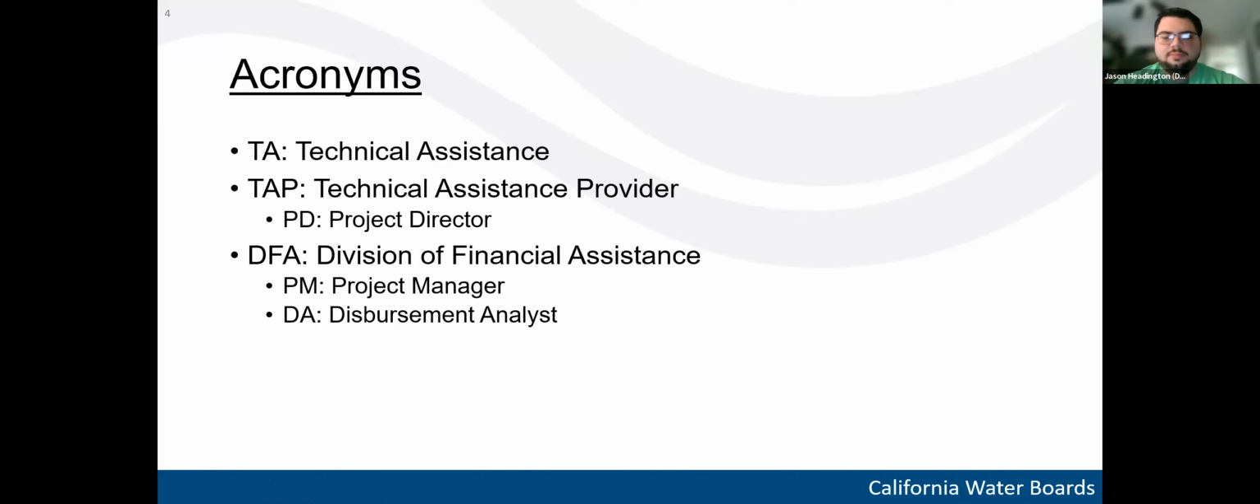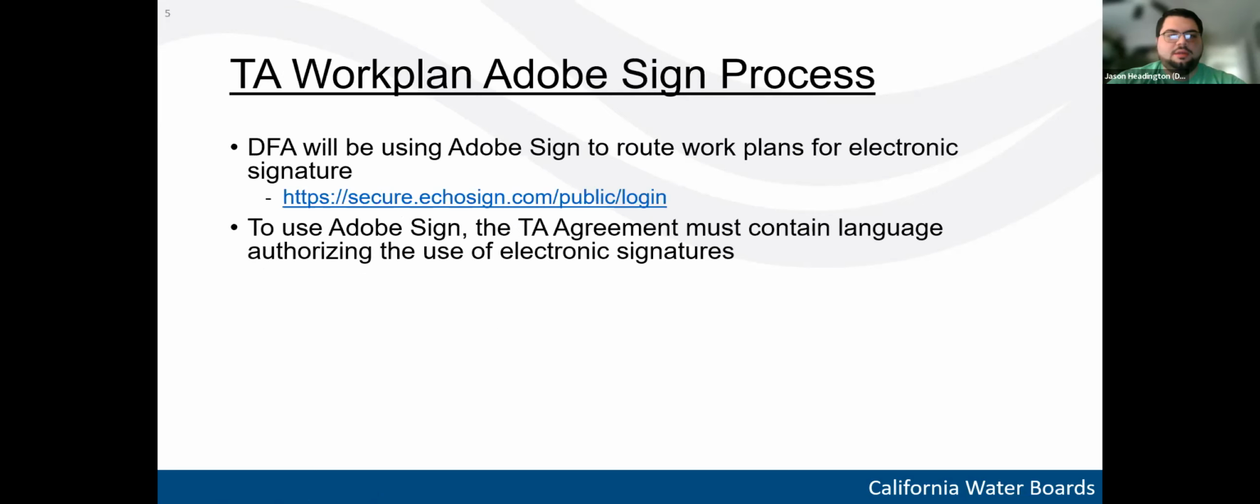However, first I wanted to start with covering the Adobe Sign process that was recently implemented under technical assistance. Going forward, DFA is going to be using Adobe Sign to route work plans for electronic signature. The link to Adobe Sign is right here. After the presentation, these slides will be available in PDF form, so you'll be able to access this link. This will take you to the Adobe Sign website, where you can log in using an Adobe account and have access to the Adobe Sign agreements.